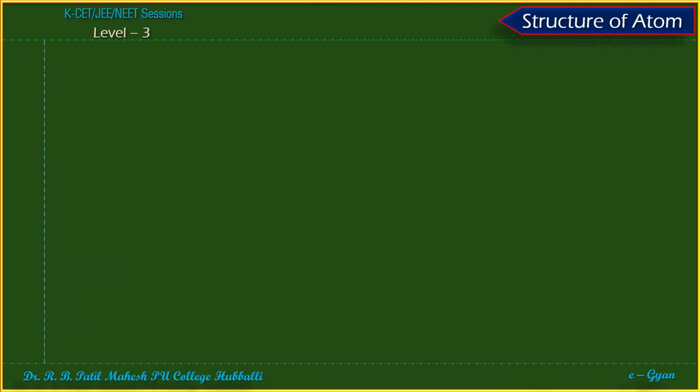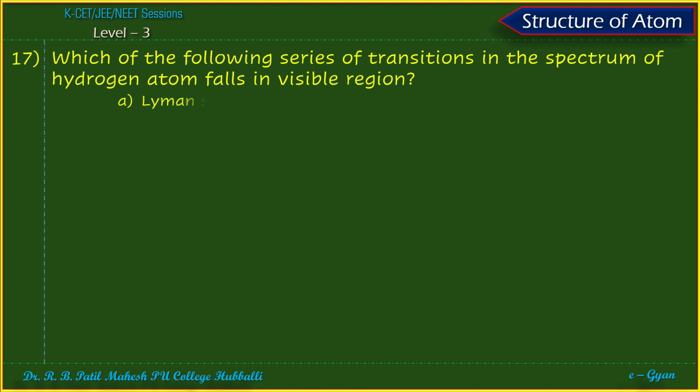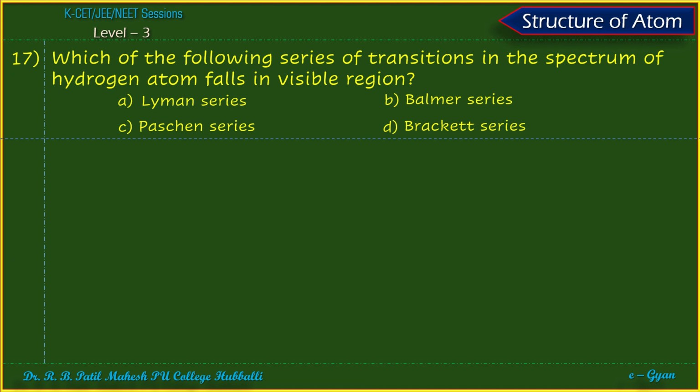Next question, question number 17. Which of the following series of transition in a spectrum of hydrogen atom falls in visible region? Dear students, it is a knowledge based question. The correct answer is Balmer series. Lyman series falls under UV radiation. The first series of spectral lines of hydrogen is identified in Balmer series. It is visible region. Next, Paschen series, infrared region; Brackett series, infrared region; and Pfund series also in infrared region.